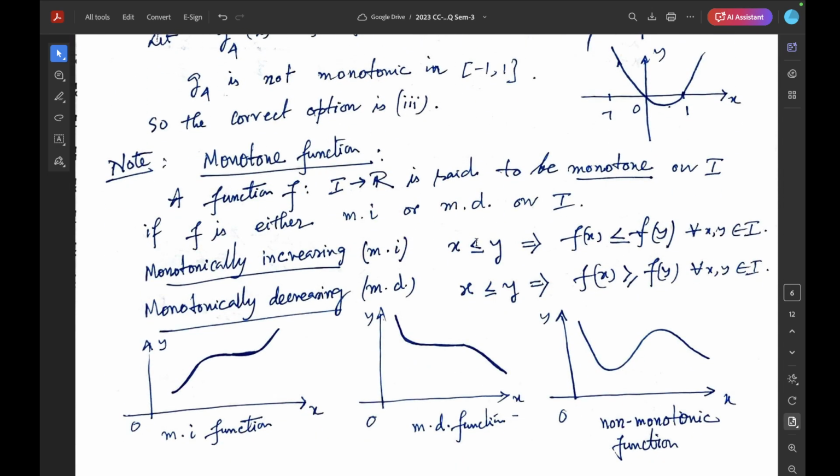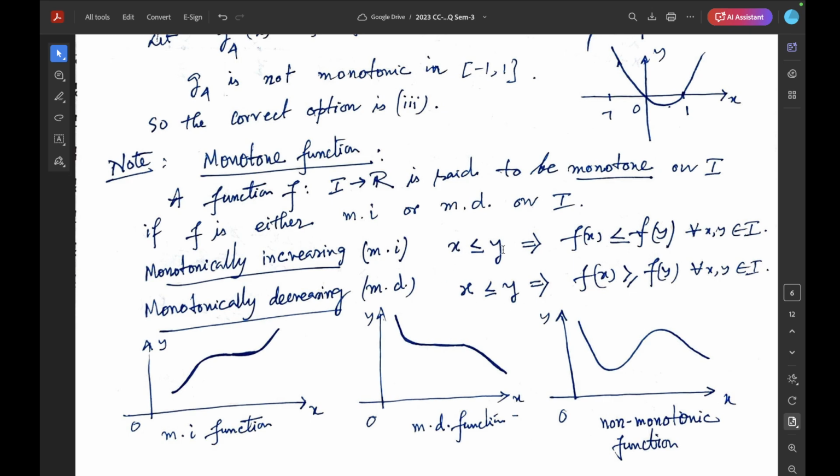First we define what is a monotonic function. A function f mapping from the interval I to R is said to be monotonic on the interval I if f is either monotonic increasing throughout the interval I or monotonic decreasing throughout the interval I. So for a monotonic increasing or non-decreasing function, this is the graph for the monotonic increasing.